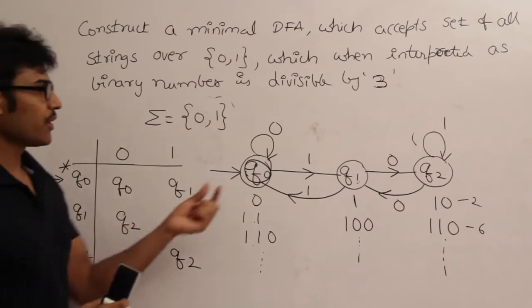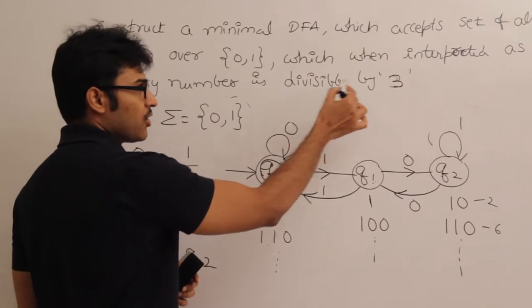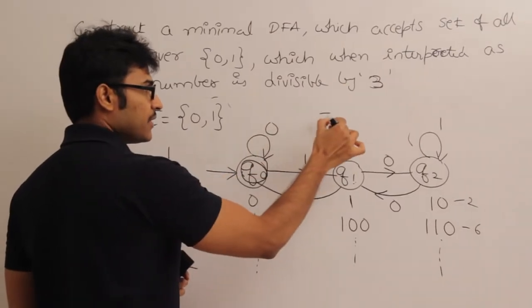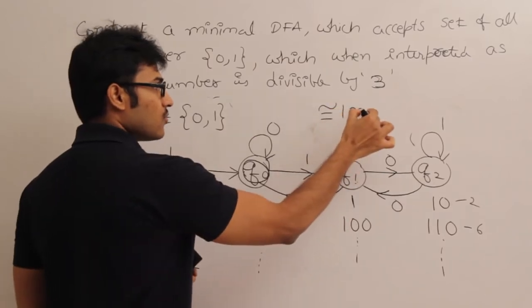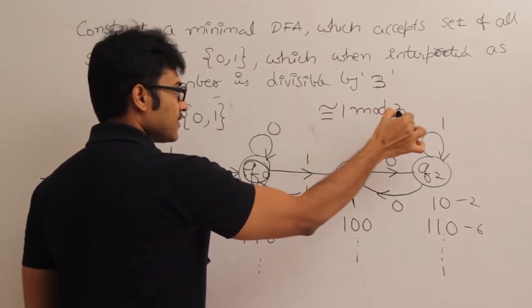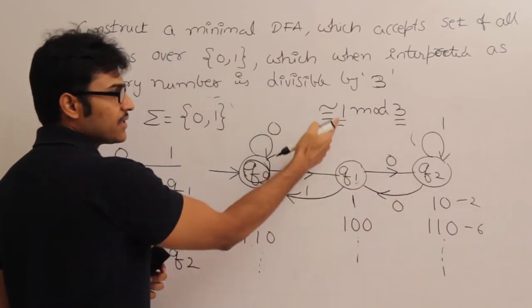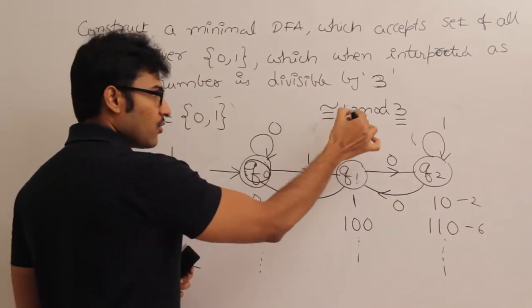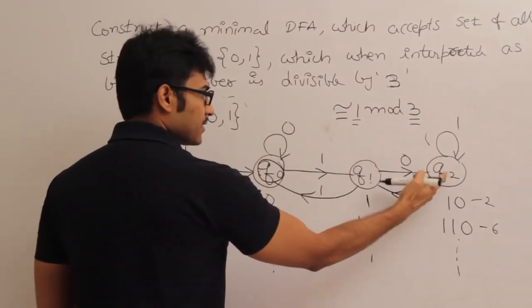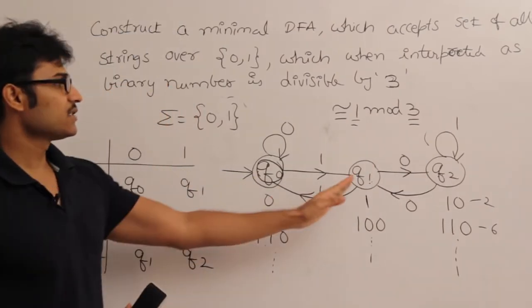So one interesting point is the question can even be extended like this. The number need not be divisible by 3. They can ask that the binary number should be congruent to 1 mod 3, which means if I divide the binary number by 3, the remainder should be 1. In that case, the final state will be Q1, not Q0. Or the question can be congruent to 2 mod 3. In that case, the final state is Q2. So the final states will change.